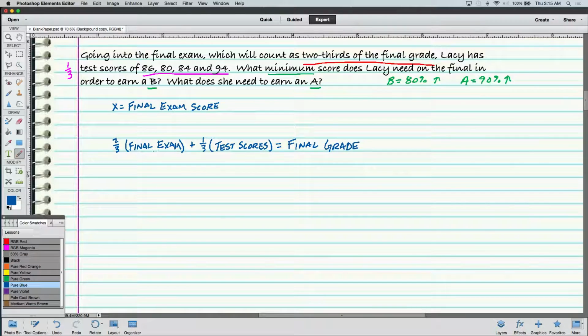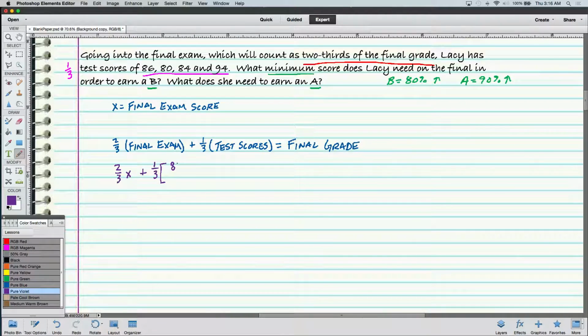Do we know our final exam score? No, we do not, because that is what we're looking for. So we're going to have 2/3 of the final exam score, which we consider as an X, 1/3 of all the test scores. Well, how do we find out what the test scores are? Well, they're listed here: 86, 80, 84, and 94, but we want the average of all of those test scores, since all of those test scores count for 1/3 of the grade.